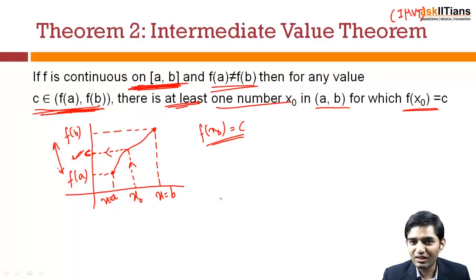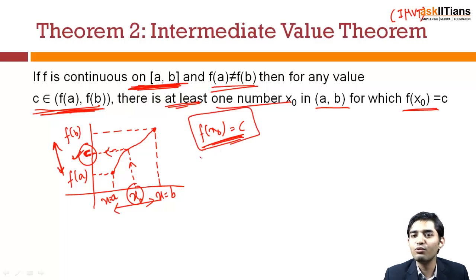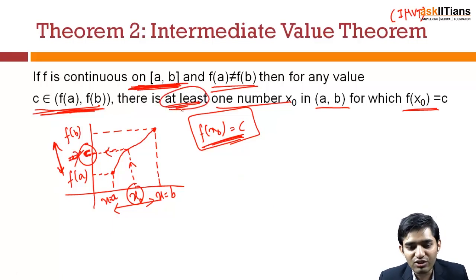So this statement is clear to you. It says that if a function is continuous in a to b, and if I take any one number between f(a) and f(b), then for this number c there will exist at least one x naught between a and b, such that f of x naught is equal to c, such that the value of the function at that particular point is equal to this value c.